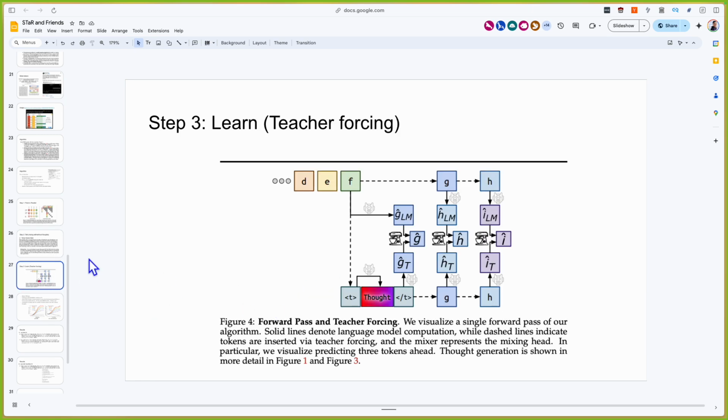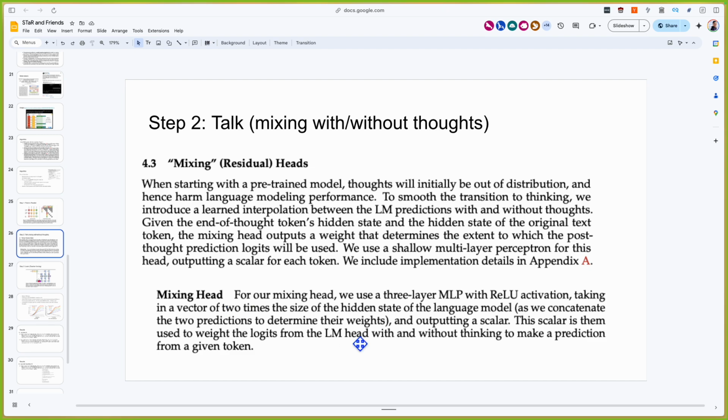So it's on this, right? When they say mixing with and without thoughts, what does it mean? Is it to mix in the original output without the thought, and also mixing in the thought plus the expected output? Yeah, with and without thoughts.